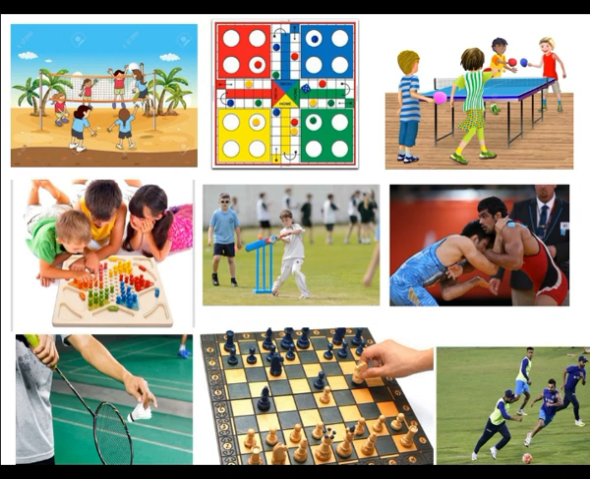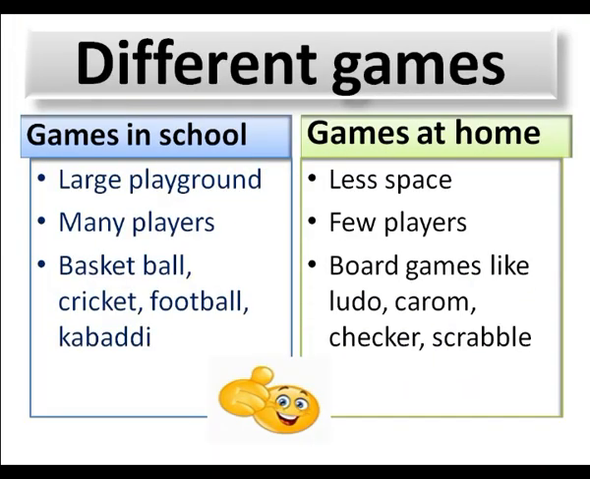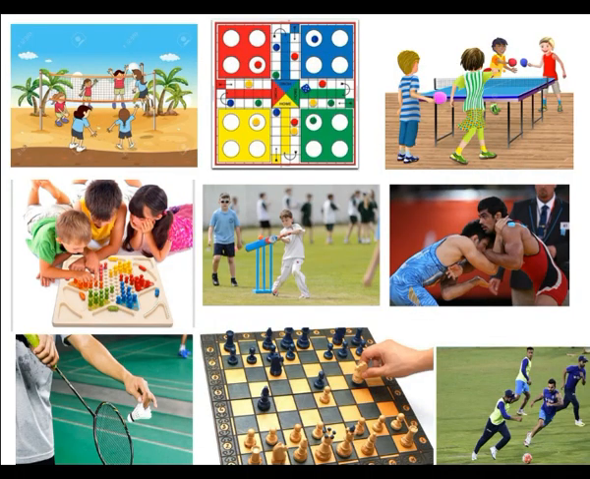Students, in which game would you need a large playground and which game you can play in less space? See, games like badminton, kabaddi, handball, football and volleyball need many players and wide open space. But board games like Ludo, Carrom, Snakes and Ladders, Chess can be played in less space with 2-4 people. Table tennis is played across a big table while badminton needs a big net.